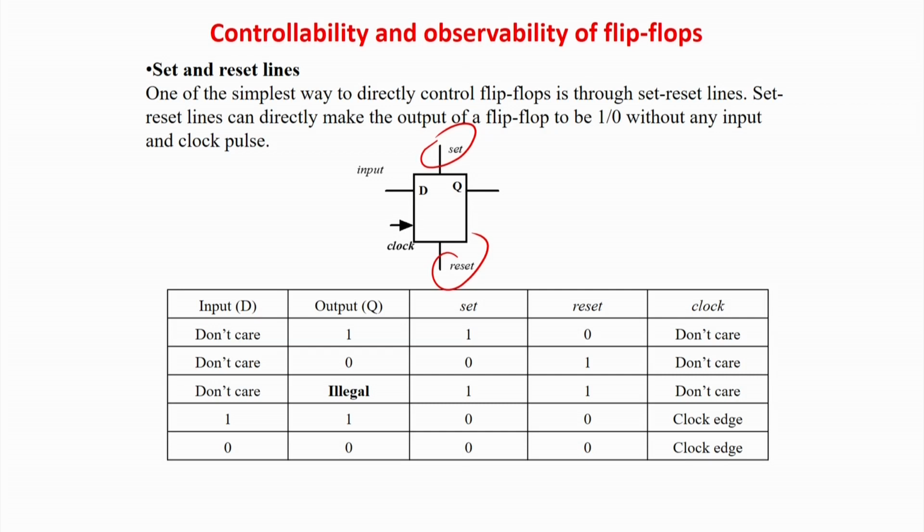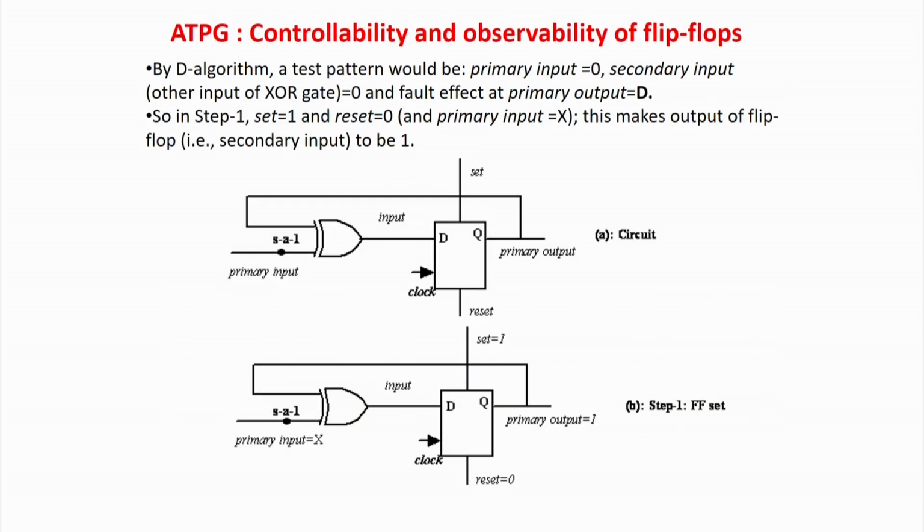the value. And one thing, we cannot make set and reset lines equal to 1 together, which is illegal, but for all other cases, if you make set equal to 1, the output Q equals 1, if you make reset equal to 1, the output equals 0, and otherwise it is normal D flip flop operation. So, you can do that. So, the same thing they have shown.